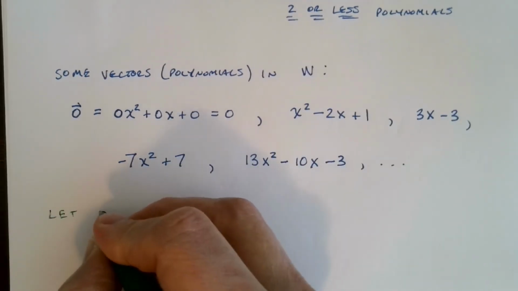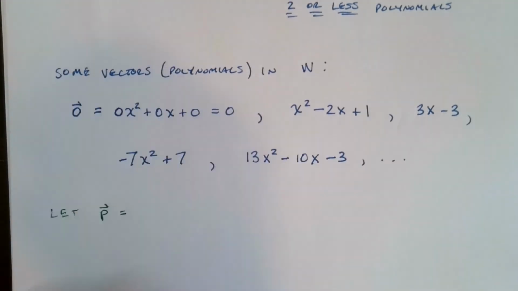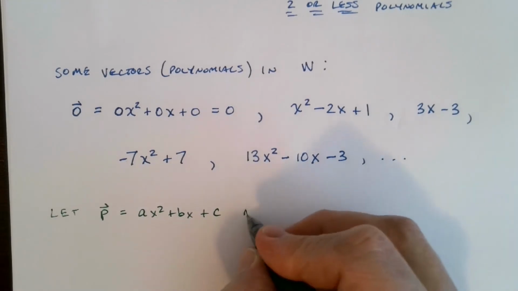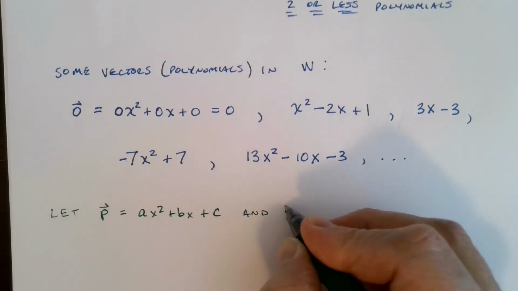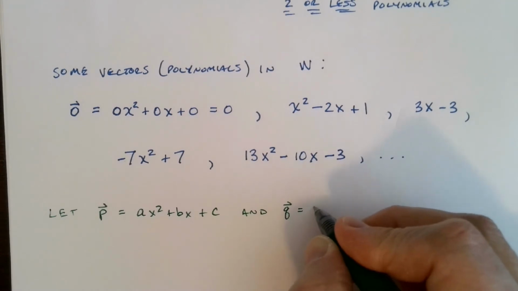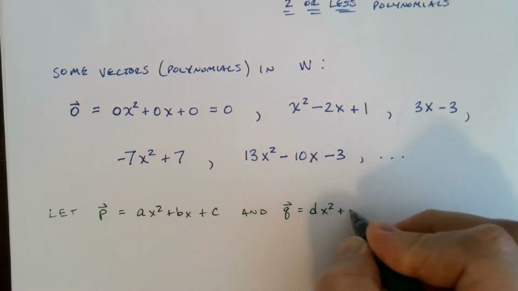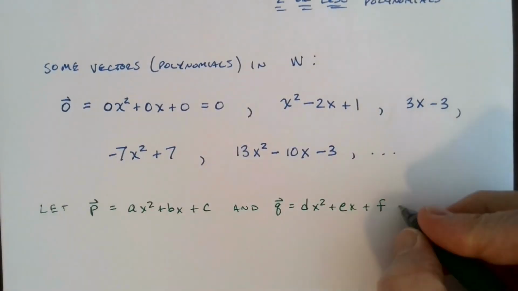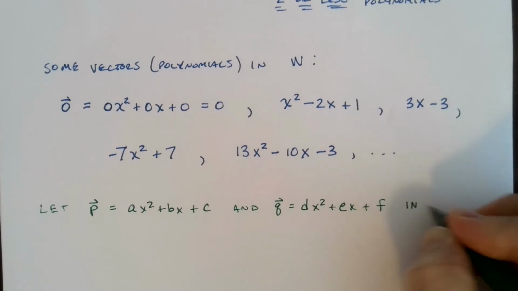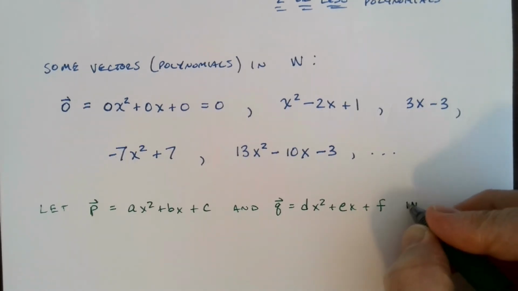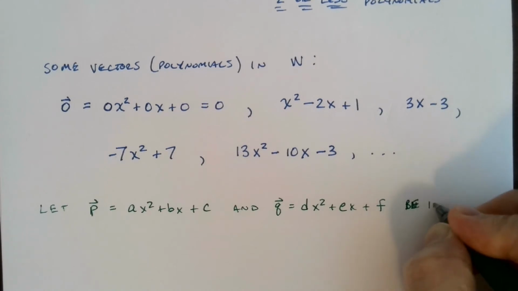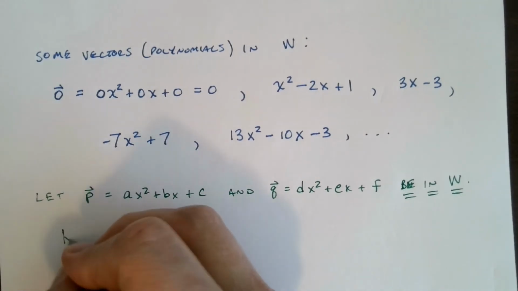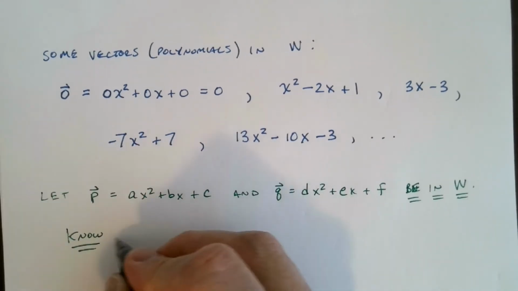So I'm going to let P be a polynomial, and I'll just say ax squared plus bx plus c. And I need another one. I'll call that Q, and I'll let that be dx squared plus ex plus f. Again, I have to have different coefficients for these. And I want to make sure I say again that these are in the set W. Real important. Okay, so what do we know if these are in there? What do we know? Very important.